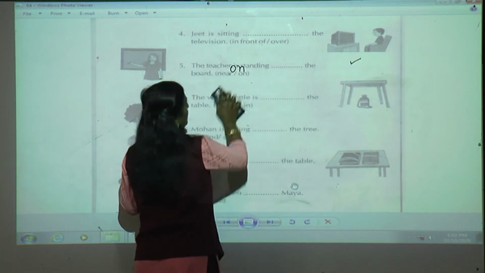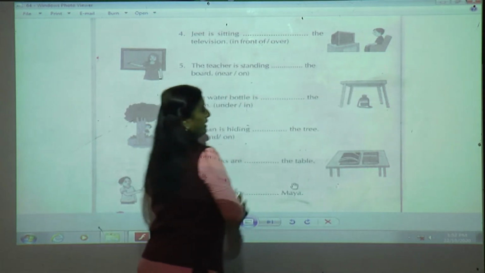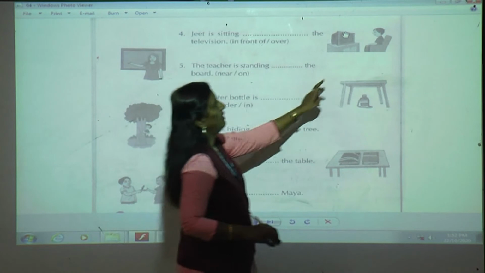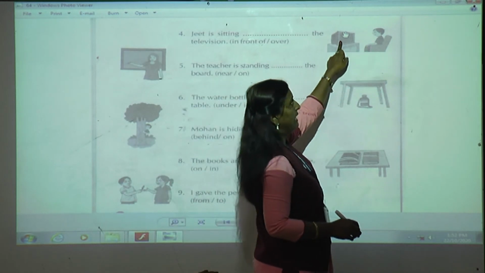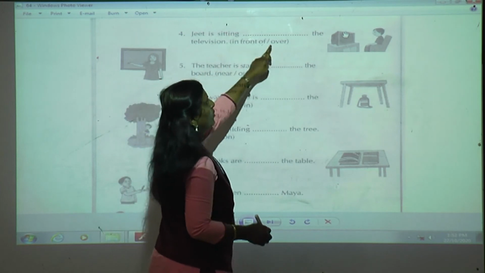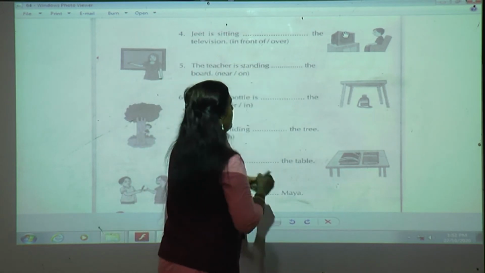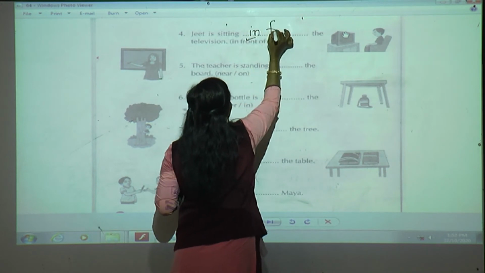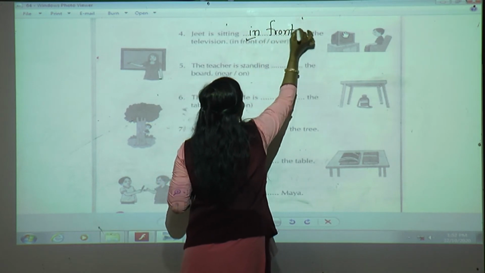Fourth, you are having book along with you, so just see, read and then select. Ready? Next, can you see here Jeet? Here you can see Jeet, and he is sitting where? In front of the television. So Jeet is sitting over the television or in front of? Yes, in front of. So I will write in front of.